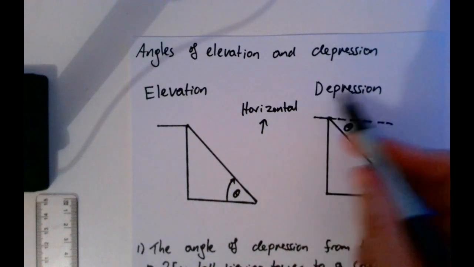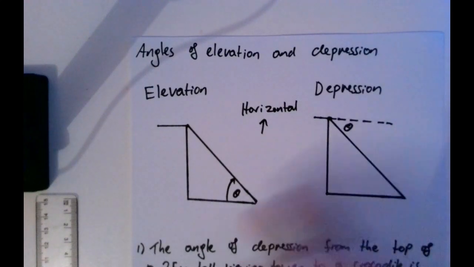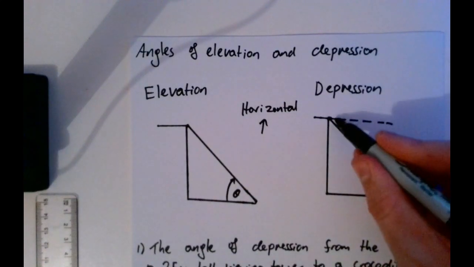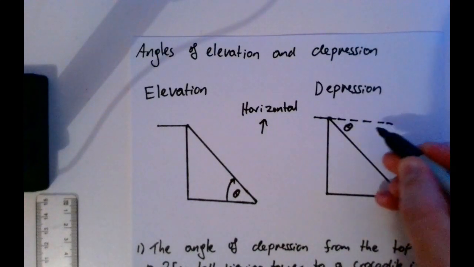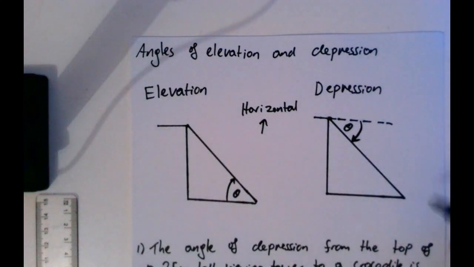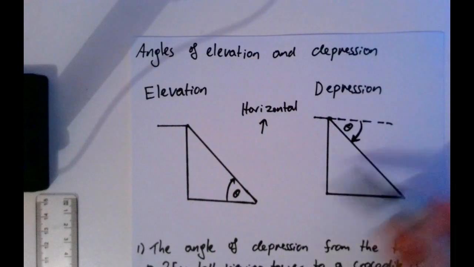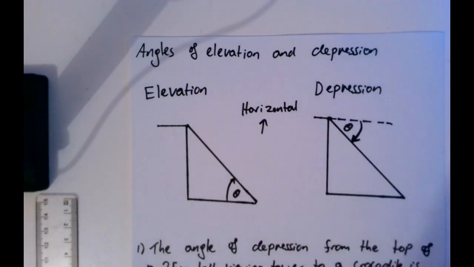Now if we go over here to an angle of depression, depression means to sink down, so it would be the opposite of elevate, and in this particular case, again starting here at this horizontal going across, you'll notice here that we measure the angle down from the horizontal. I cannot stress that enough. We measure the angle down for angle of depression and angle up from the horizontal for the angle of elevation.